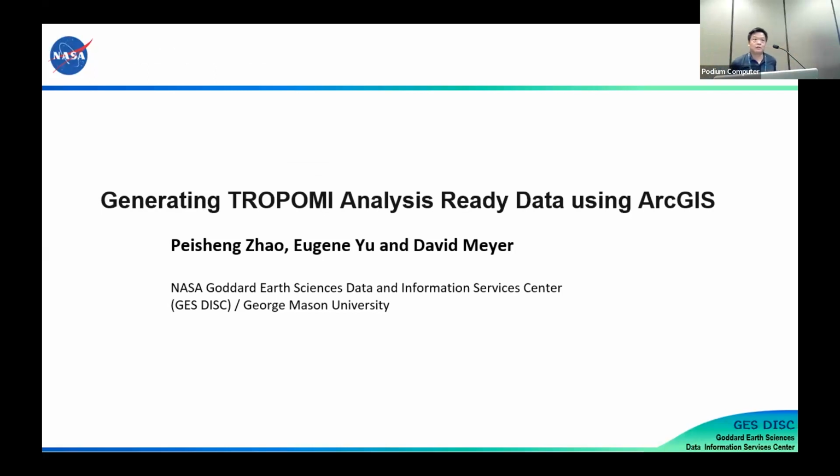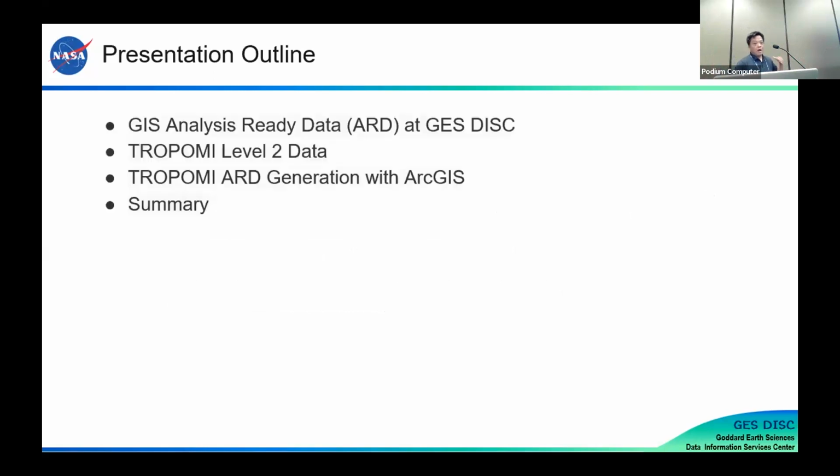Hello everyone, I'm Pei-Xing Zhao from NASA GES DISC. Today I'm focusing on some technical details about how to generate GIS analysis ready data using the ArcGIS software for the TROPOMI data. First I will introduce what we have done for the GIS analysis ready data at GES DISC. Then I will use TROPOMI as the example to demonstrate how to generate GIS analysis ready data using ArcGIS. And last, I will talk about the challenges we have.